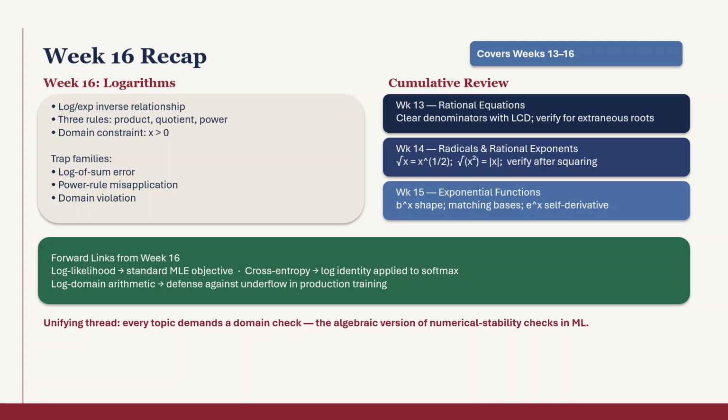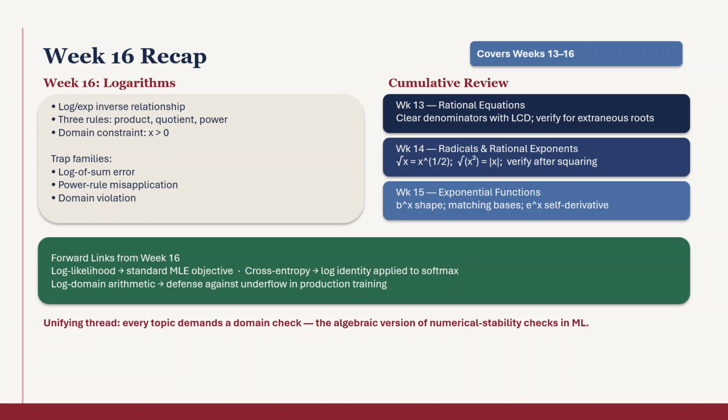3 trap families fell: the log of sum trap, writing log of x plus y as log x plus log y; the power rule misapplication, pulling a base out instead of an exponent; and the domain violation trap, accepting candidates that make the log argument non-positive.